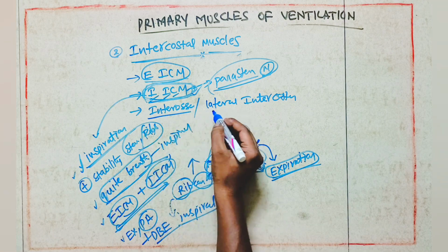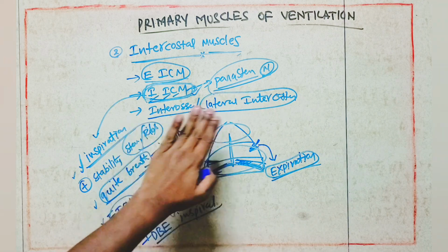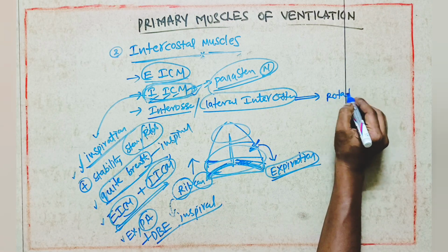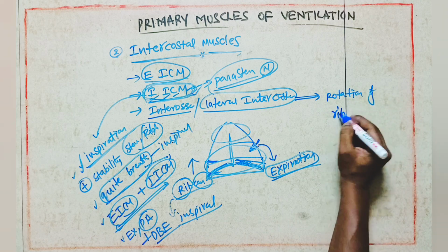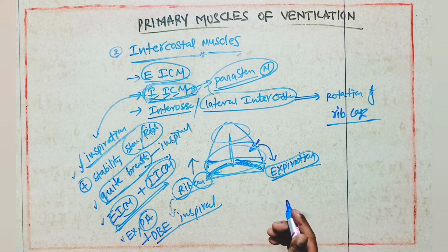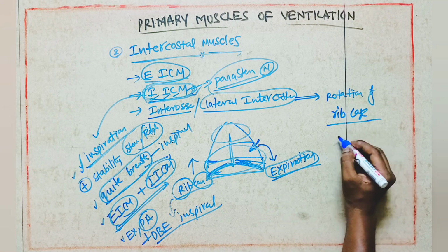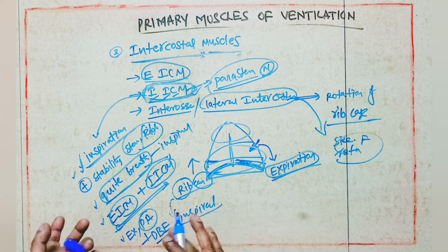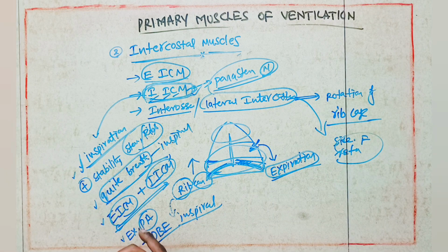And if you see, the interstitials are lateral intercostal muscles. These portions of the muscles are mostly helpful in the rotation of the rib cage. Simply we can say thoracic cage rotation, or thoracic side flexion and rotation. These muscles are helpful in this movement. So that is about the intercostal muscles.